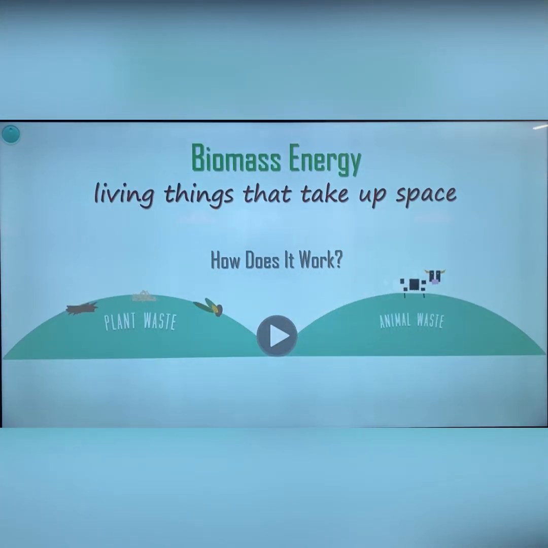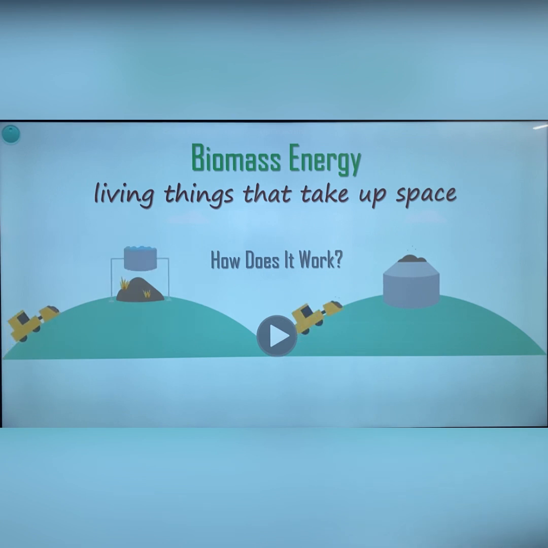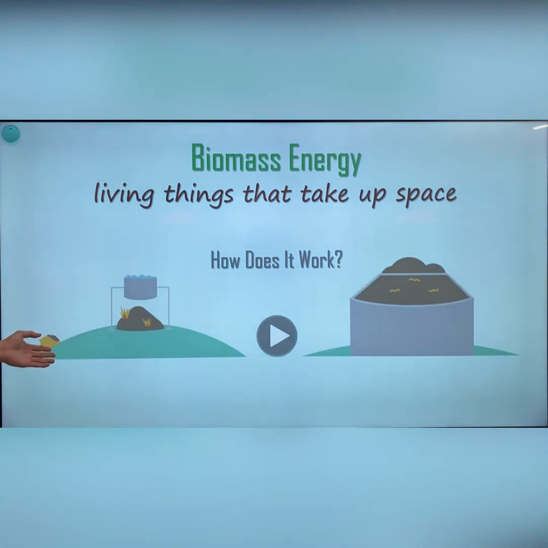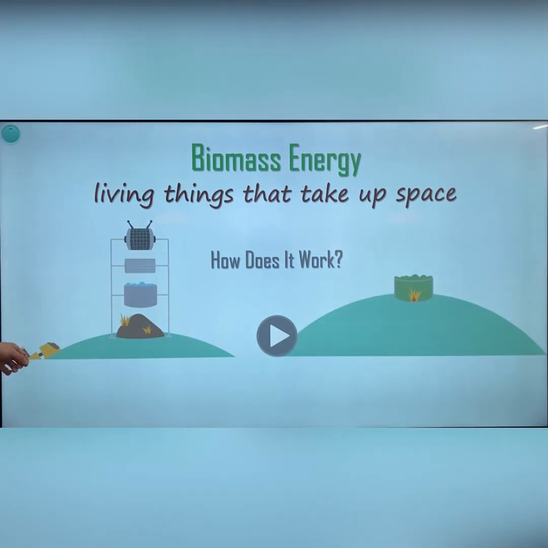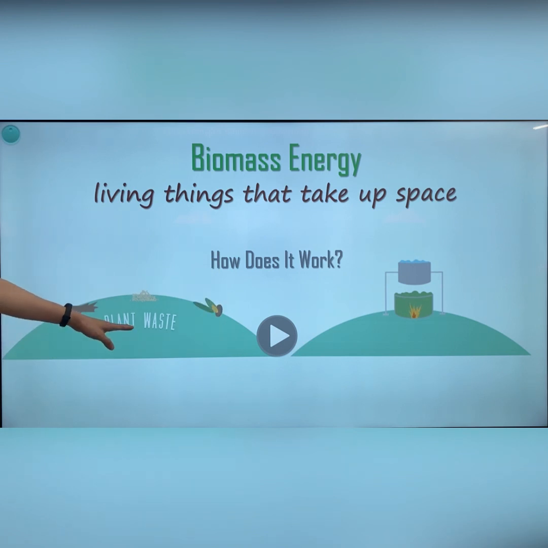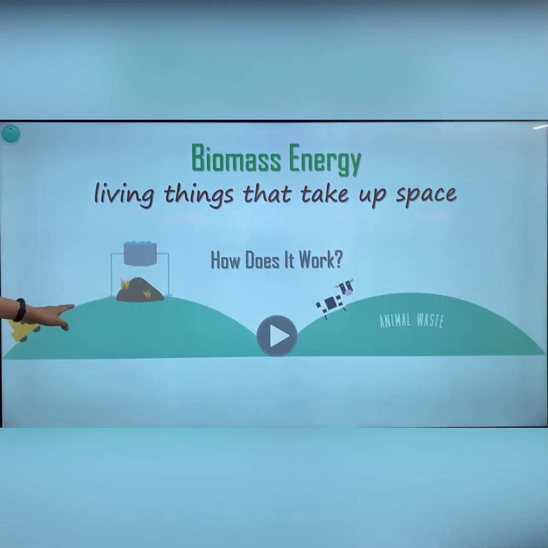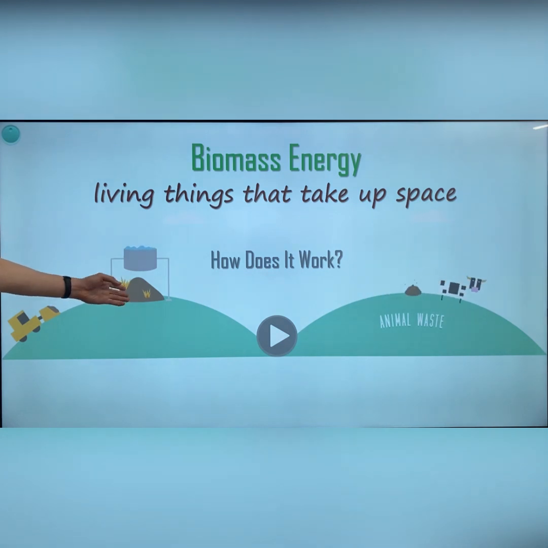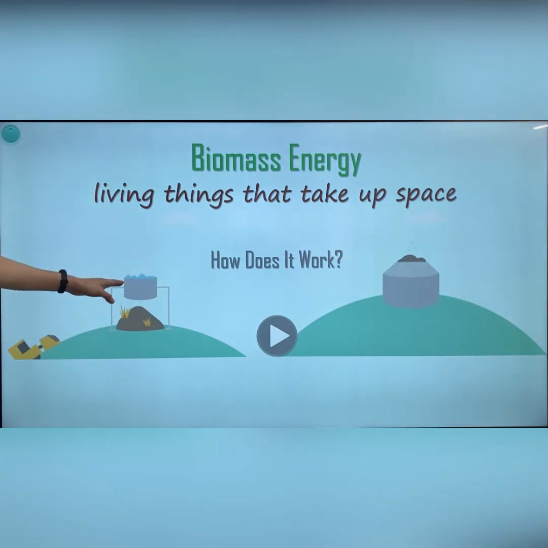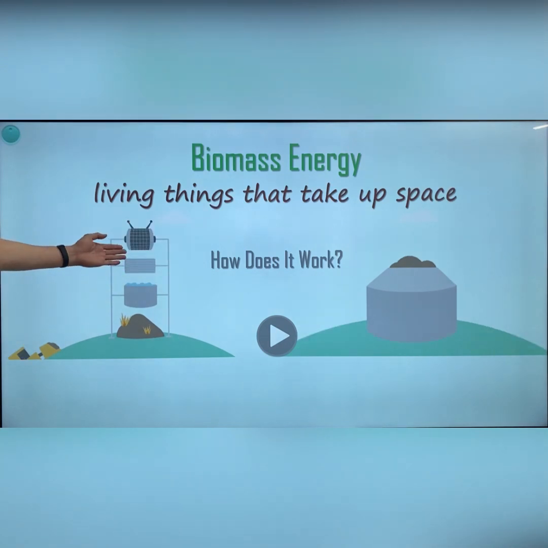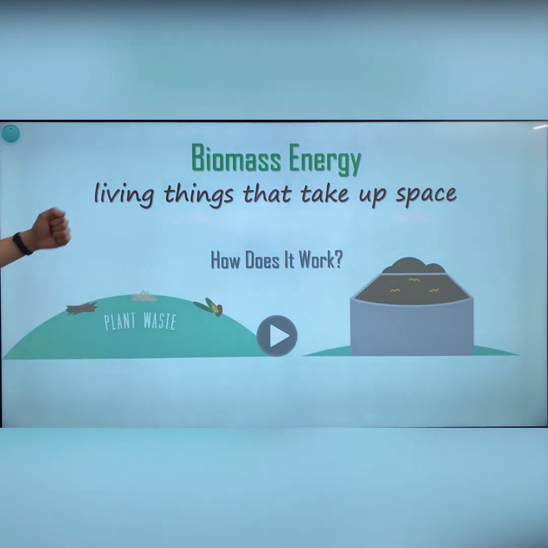Now, take a look at these two animations. This will help you understand it a little bit better. Let's start from the left. Here you see plant waste. So you see trees, corn. It's pushed by a bulldozer into a pile that's burned. The burning makes water that turns the generator that creates the electricity that we need.